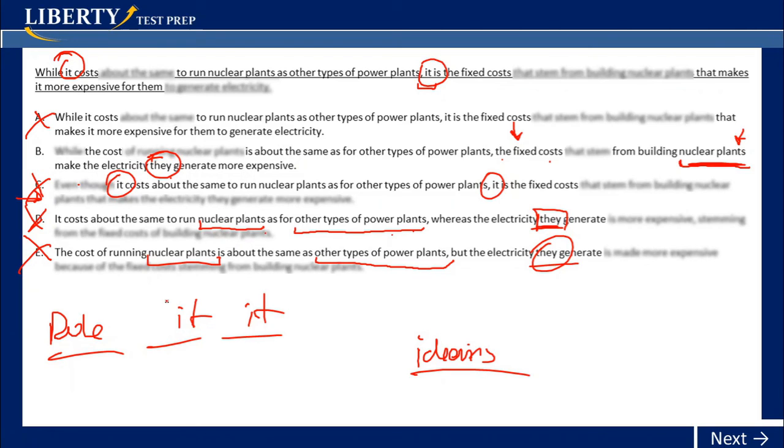Alright, so this answer choice, letter B, reduces ambiguity and is clear. So letter B is our answer.